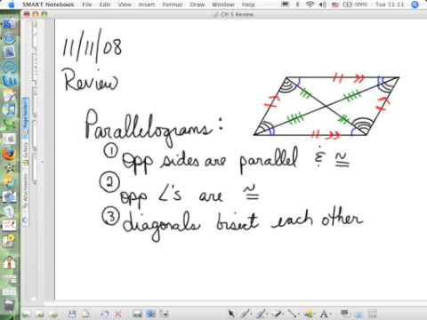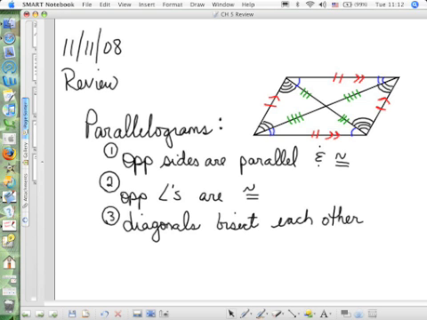Miss Allen, don't the angles that are right next to each other on the parallelogram, are they equal? No, they're not equal to each other. Why not? They're not bisected. Only in a rhombus are those angles bisected. Right now, we're just talking about a parallelogram.